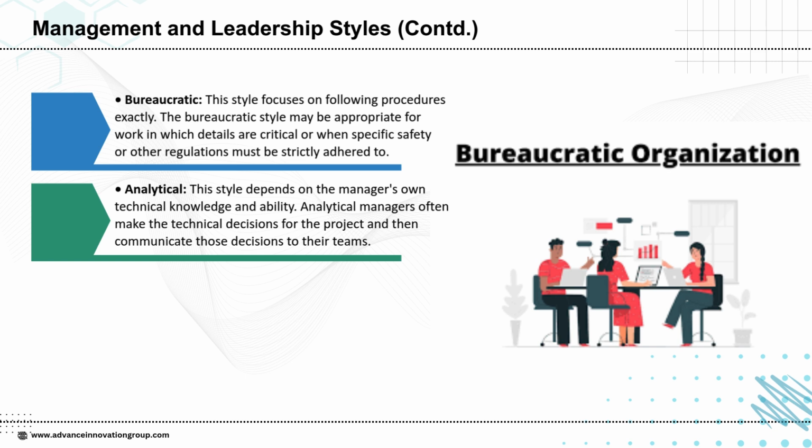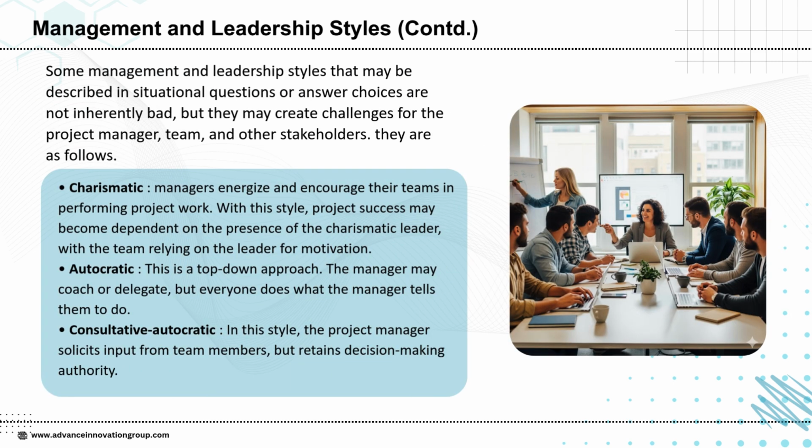Some management and leadership styles are not inherently negative, but they can create challenges for the project manager, the team, and other stakeholders. One example is the charismatic style, where the manager inspires and energizes the team to perform project work. While this can be very motivating, the downside is that project success may become too dependent on the leader's presence. If the charismatic leader is absent, the team might lose momentum and struggle with motivation.